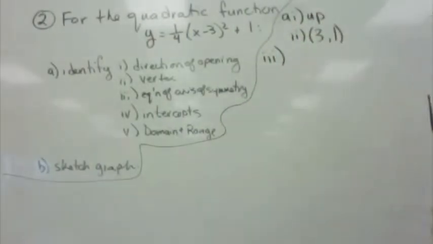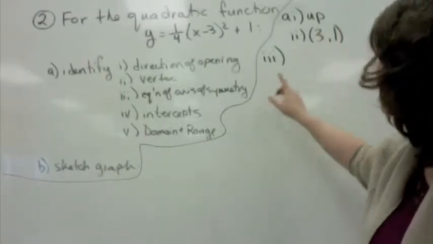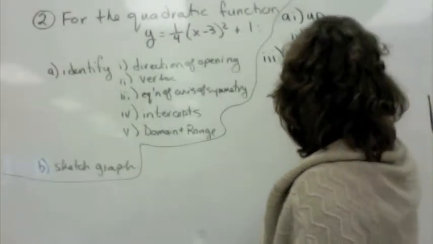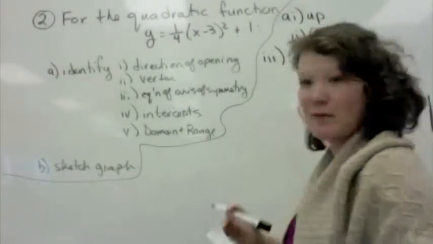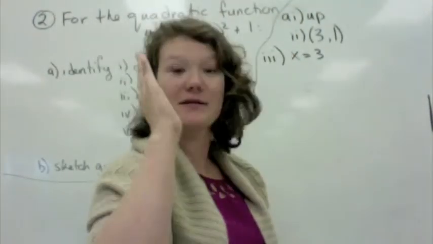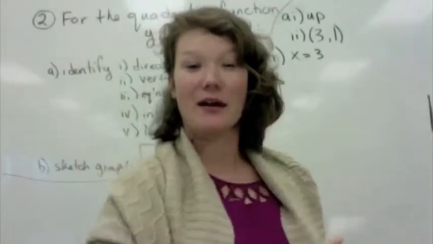3, the equation of the axis of symmetry. Well, we know where we get this from, folks. We just get it from the x-coordinate of the vertex. x equals 3. Remember that the axis of symmetry is where the parabola is the exact same on one side and on the other.